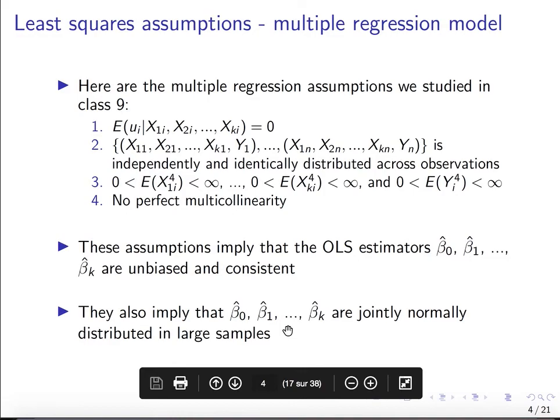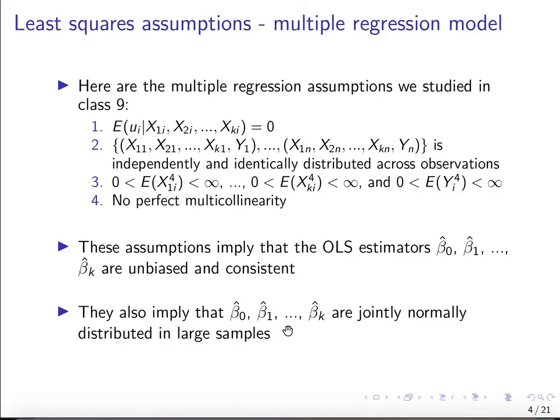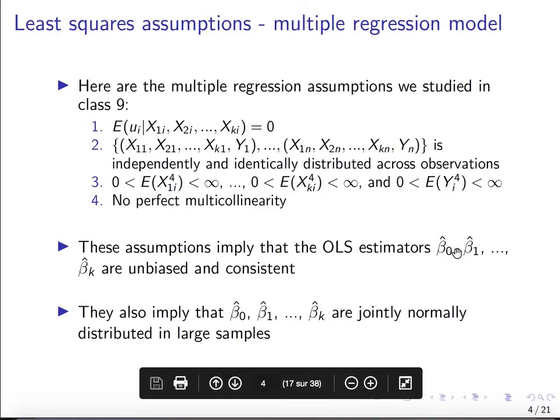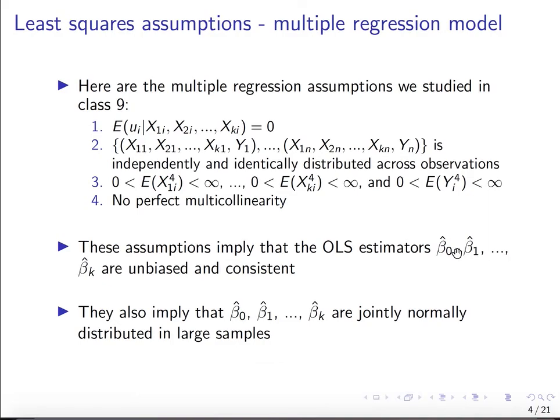I care because when it comes to inferences, when it comes to making claims about whether the beta hats that you estimated are statistically different from 0, we rely on the fact that if they are all jointly normally distributed, then we're going to be able to make inferences. But think back on this part here. Okay, think back on assumption 1.